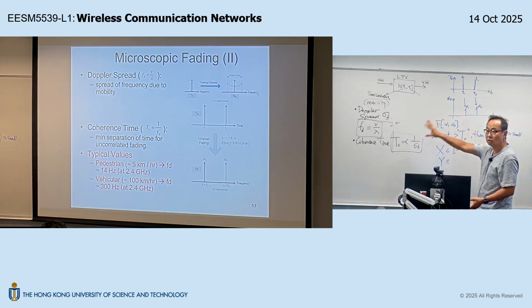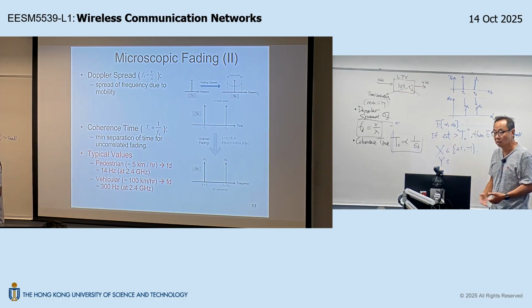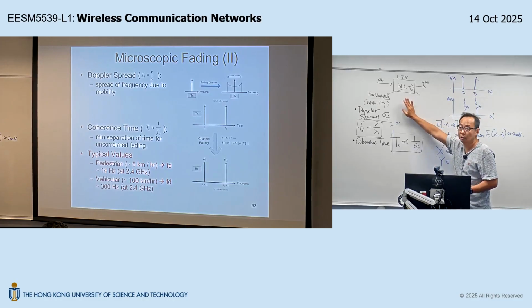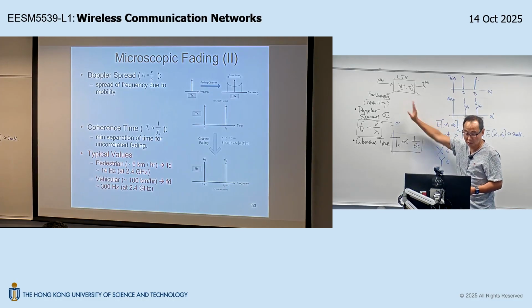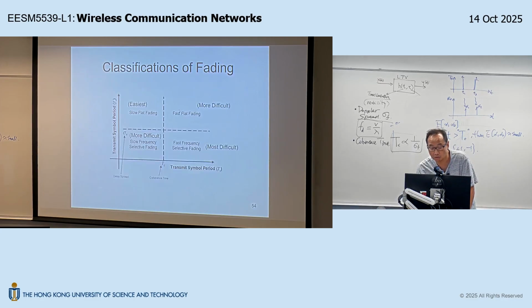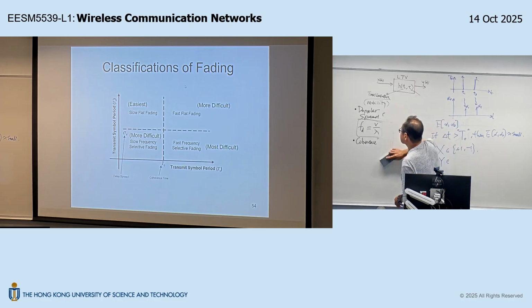Knowing these parameters does not give you a precise description of the fading channel, but it gives you some qualitative idea of how this two-dimensional impulse response will look. Now, based on these two parameters, we can partition into four situations. So let me erase this.